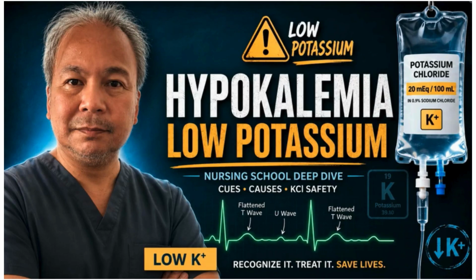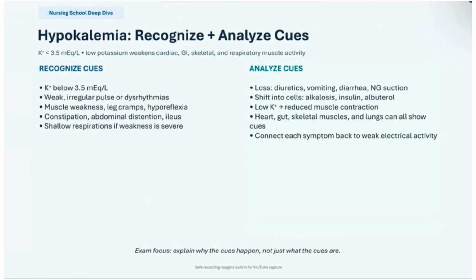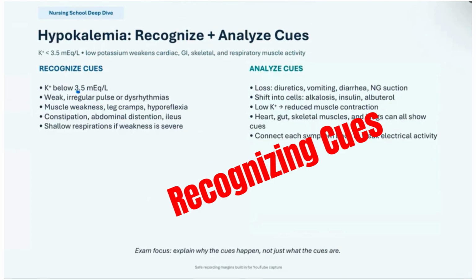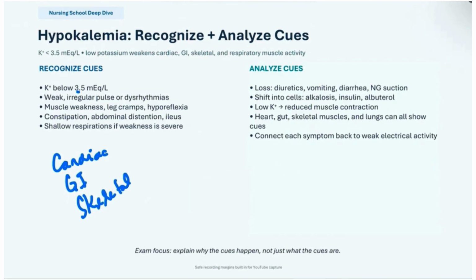We'll start with what you should recognize first and why those things happen. Hypokalemia means that the potassium is going to be below 3.5. And when potassium becomes low, it can affect the cardiac system, the GI tract or the gastrointestinal system. It can also affect the skeletal muscles as well as respiratory muscles. So let's start by recognizing the cues.